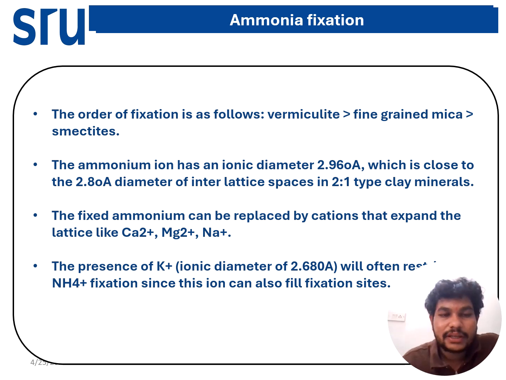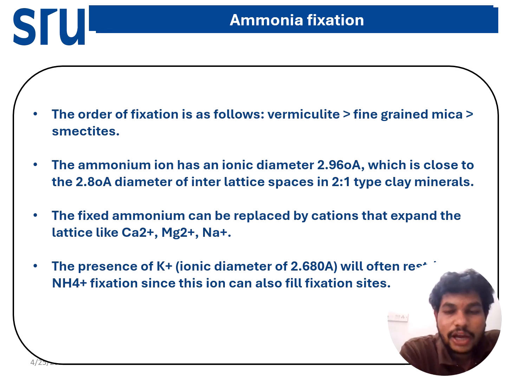So why does ammonium fixation happen? We know the clay mineral classification: 1:1, 2:1 and 2:2. A 1:1 clay mineral means one silica layer and one aluminum layer. A 2:1 is two silica layers with the aluminum layer in the middle, and 2:2 is two silica layers, one aluminum and one magnesium layer. So this ammonium fixation occurs in 2:1 minerals, mostly vermiculite, smectite and illite. These three minerals are possible for ammonium fixation.